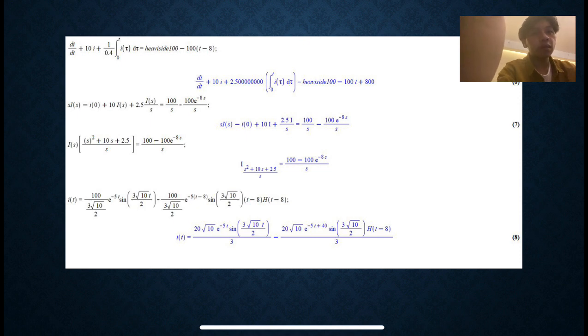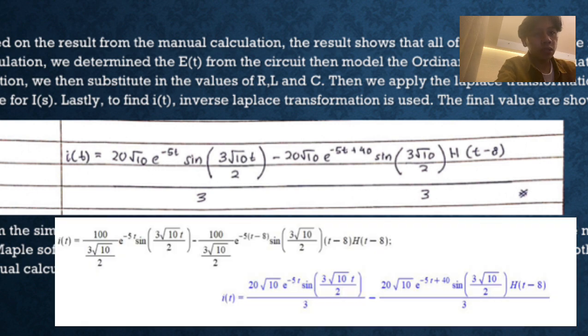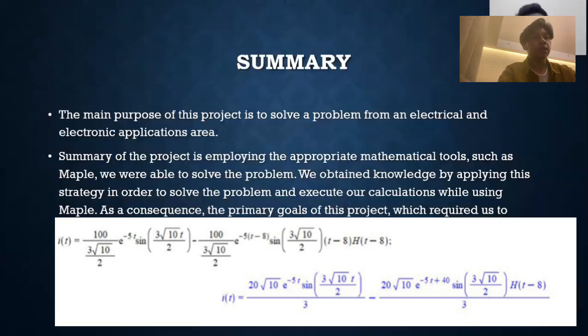And then from the simulation, we use mathematical tools by Maple to compare our answers from the manual calculation with the simulation answers. The simulation by Maple software, as shown, uses the same methods as in our manual calculation. The final values from both methods are the same. And here is the proof that the final answers of our simulation and of our manual calculation are the same. Based on the evidence shown, the manual calculation done by us has the same answers and the same methods as the simulation that we use with Maple software.